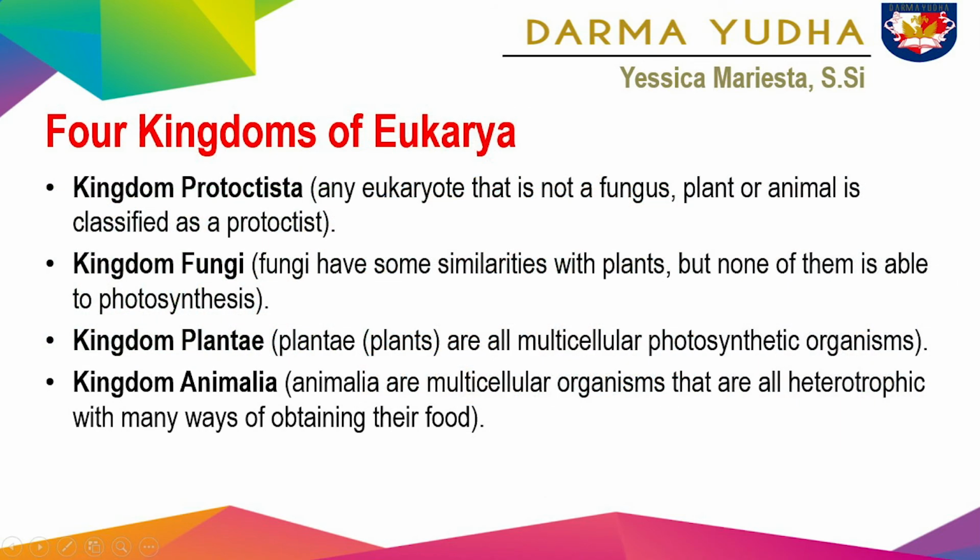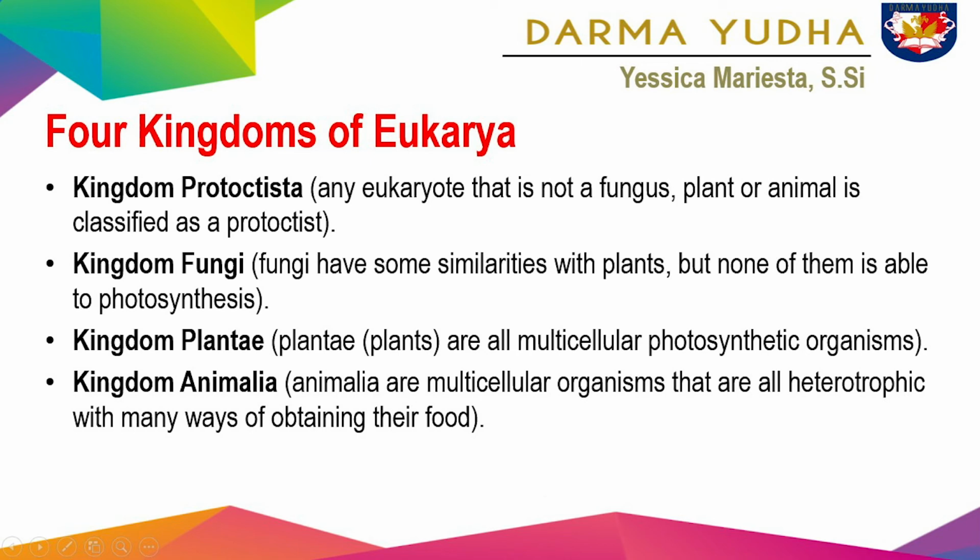Below the domain are the kingdoms. In this slide, we are going to discuss the four kingdoms of Eukarya. So it means that we only focus on the Eukarya. For the Eukarya, there are four kingdoms. The first one is the kingdom Protista. Any eukaryote that is not a fungus, plant, or animal is classified as a protist.